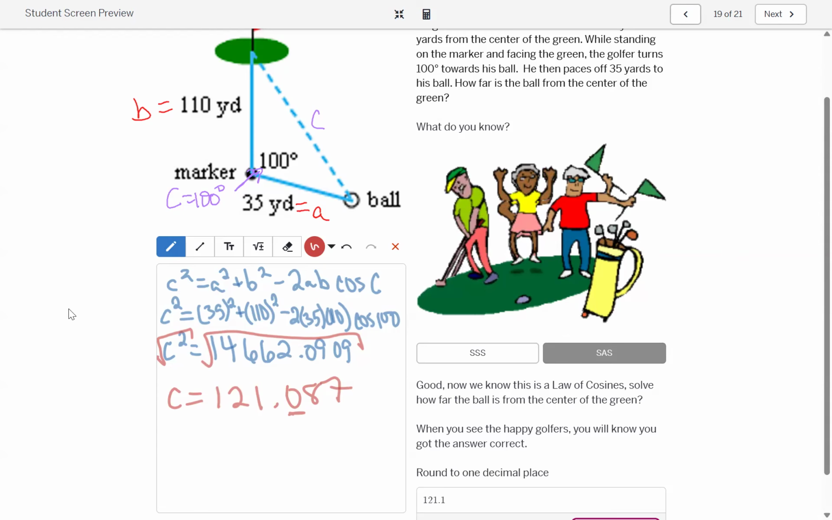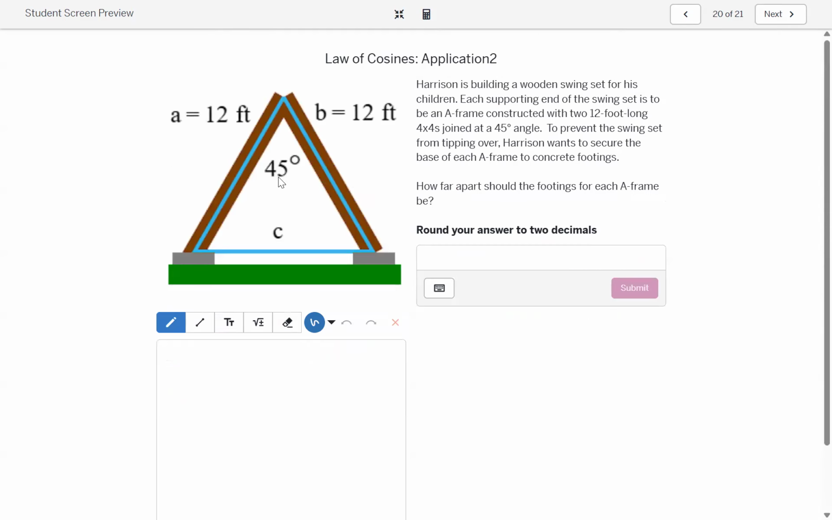All right, so let's clear the doodles. So our last one: Harrison's building a wooden swing set for his children. Each supporting end of the swing set is to be an A-frame constructed with two 12-foot long 4x4s joined at a 45-degree angle. Now, to prevent the swing set from tipping over, Harrison wants to secure the base of the A-frame to concrete footings. So he needs to know how far apart the concrete footings should be.